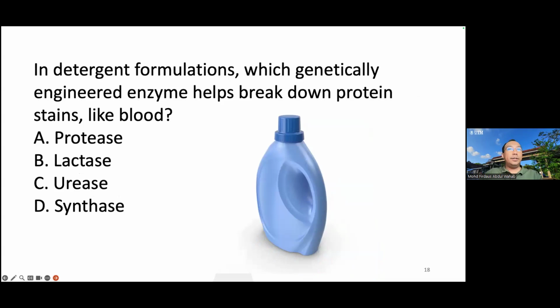Okay, so last question for you this morning. So in detergent formulation, which genetically engineered enzyme helps break down protein stains like blood? I think this is another giveaway question for you. Very easy. What's the answer? You have protease, lactase, urease, or synthase. Yeah. So protein, of course, the enzyme working on protein is protease.